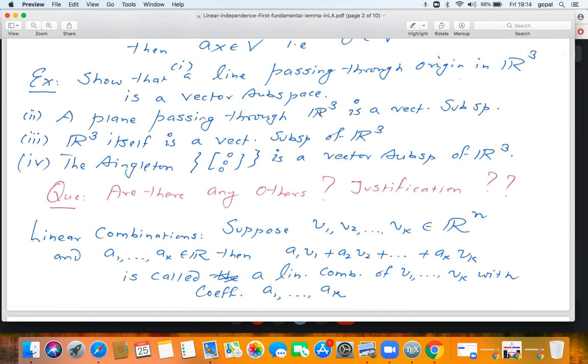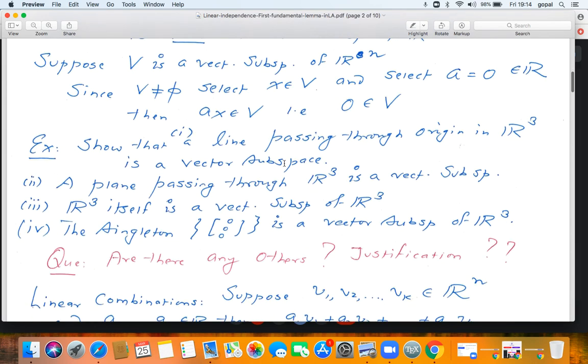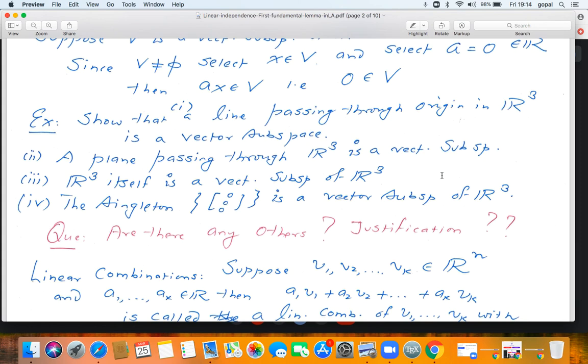So what are examples in R3? Line passing through the origin, plane passing through the origin. If a plane doesn't pass through the origin, it is not a vector subspace. No, this plane doesn't pass through the origin. x plus y minus 3z equal. So it's very important to make this correction. A plane passing through the origin in R3 is a vector subspace. Then the singleton, and there are two trivial examples. R3 itself is a vector subspace of R3. The singleton is a vector subspace of R3.